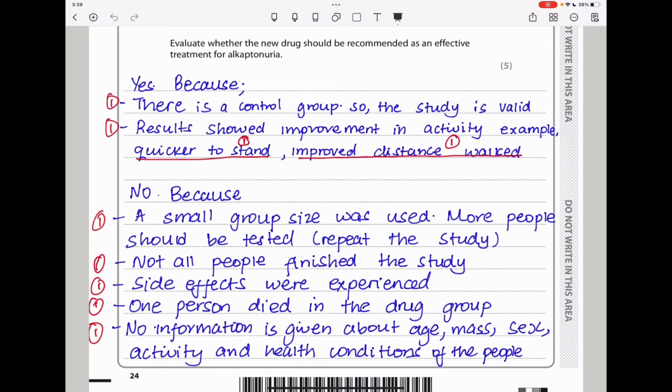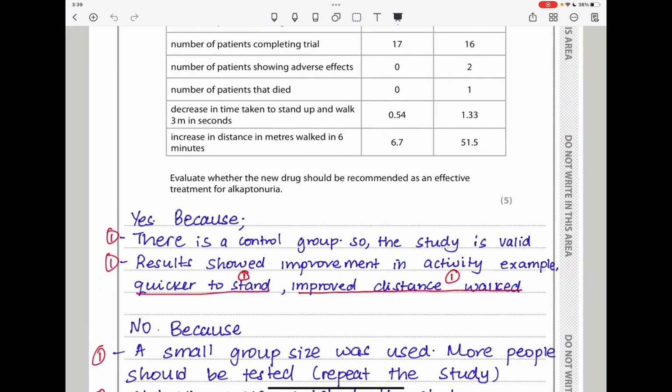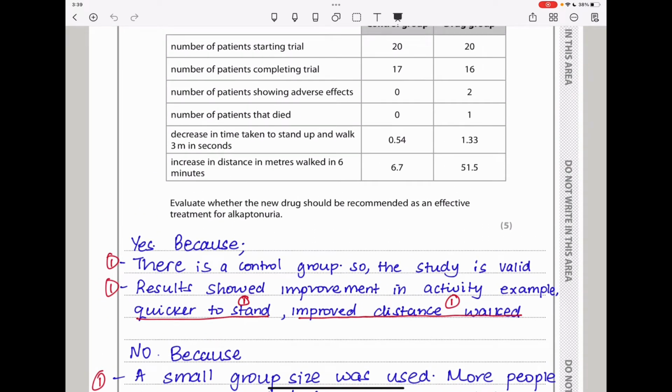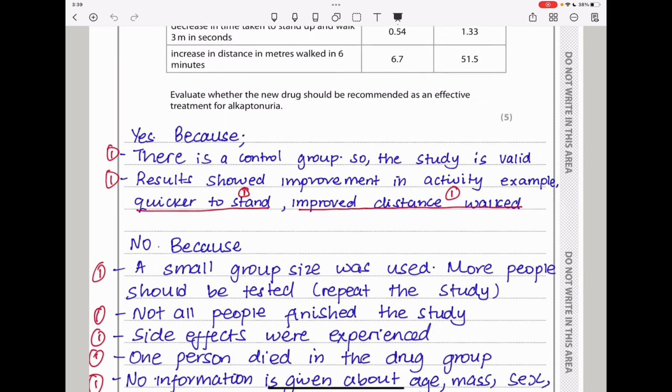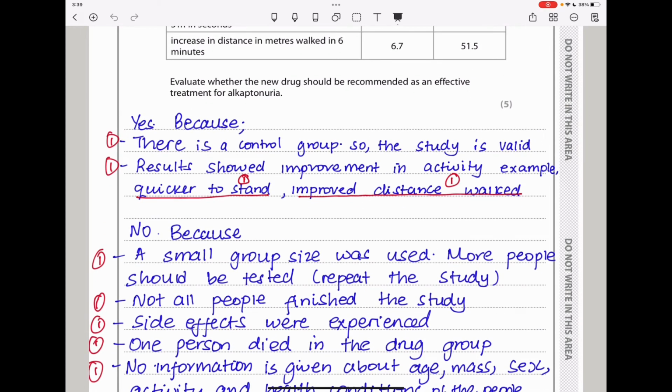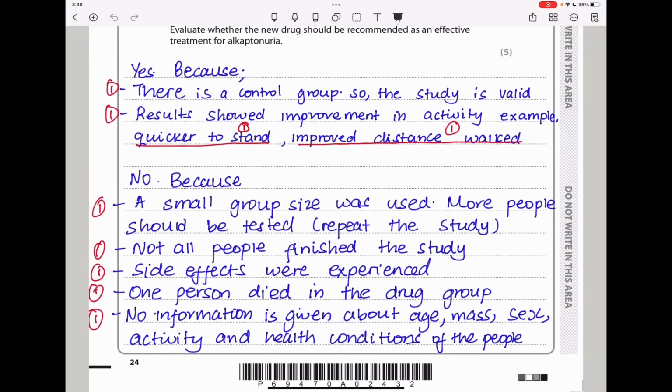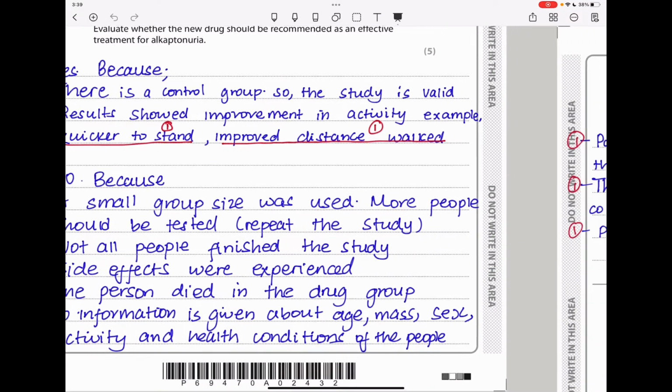There is no information given about the ages, the masses, the sex, the activity, the health conditions of the people who were used in this experiment. And as you know, men and female could react to a similar drug in different ways due to their different body mechanisms. So also people who have different ages or people who have different pre-existing conditions, they could react to different medications differently, and that could be problematic.